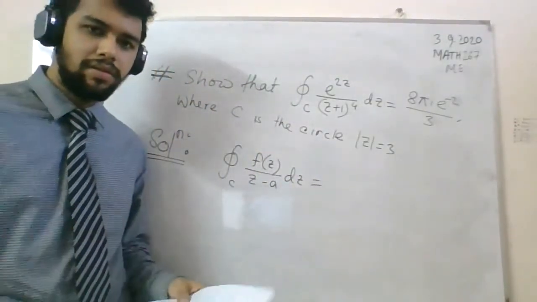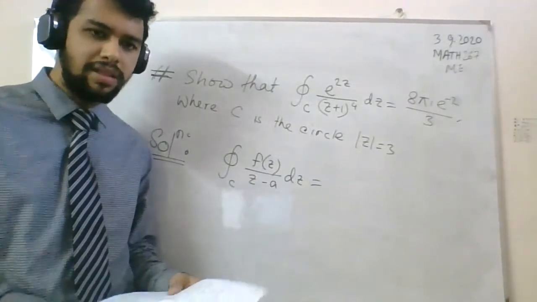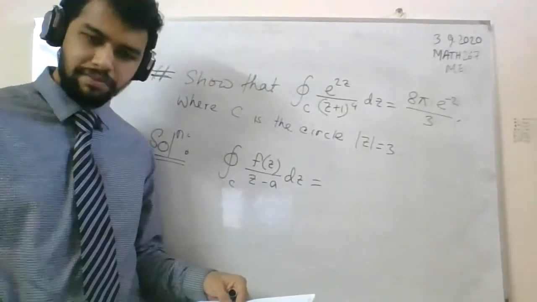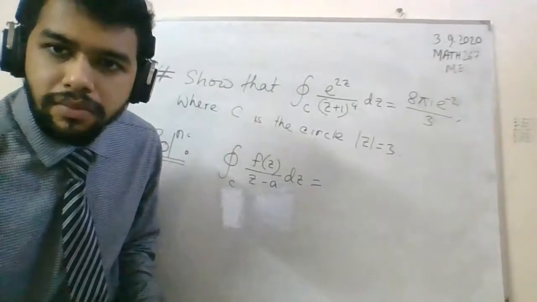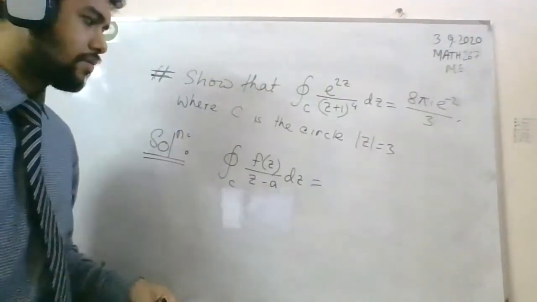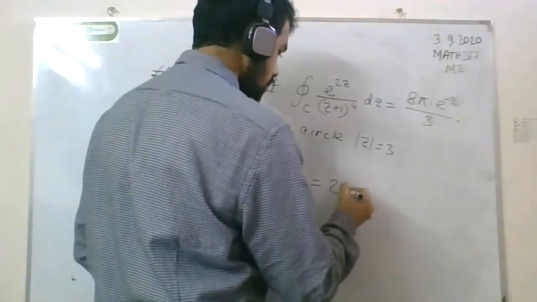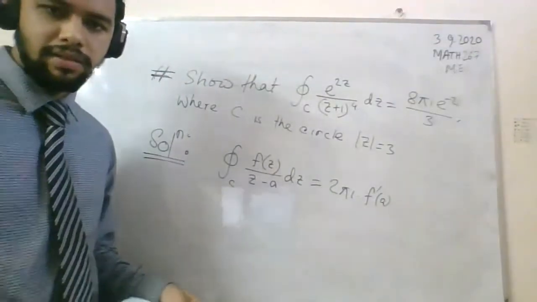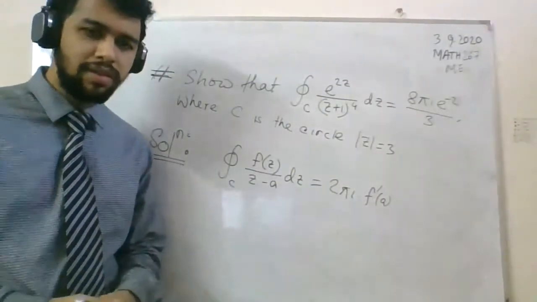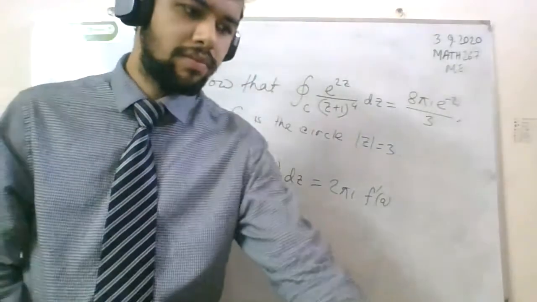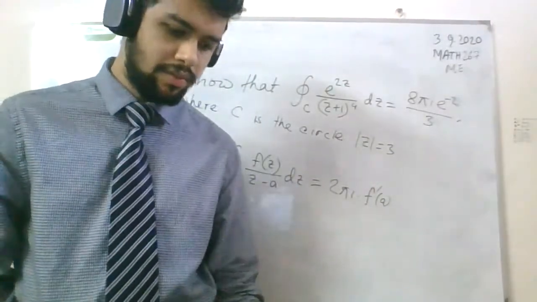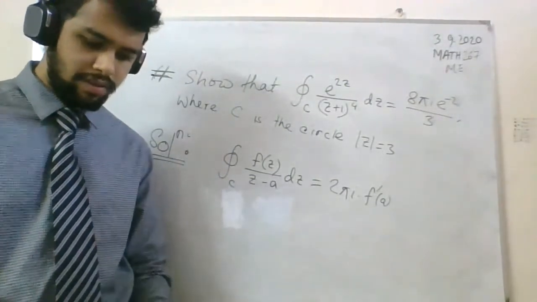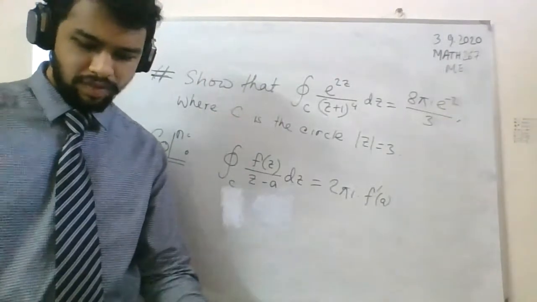What is our Cauchy integral formula for the first derivative? Is this our Cauchy integral formula for the first derivative? This one. And then for higher derivatives, what can we do for higher derivatives?